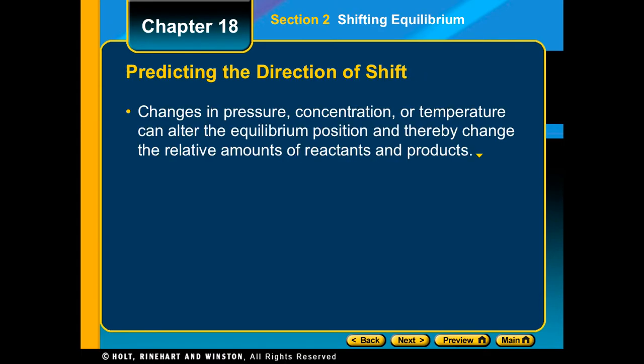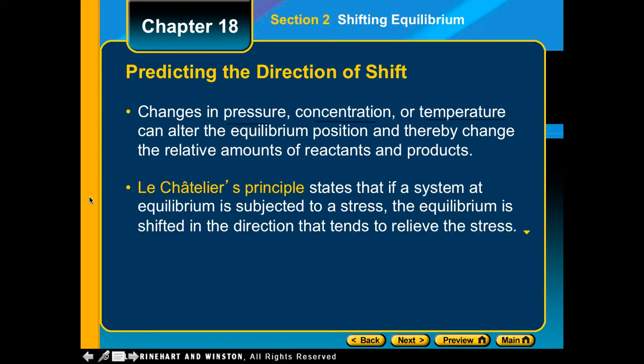Predicting the direction of shift. Changes in pressure or temperature or concentration. Keep these factors in mind. Pressure, concentration, or temperature can alter the equilibrium position and thereby change the relative amounts of reactants and products.